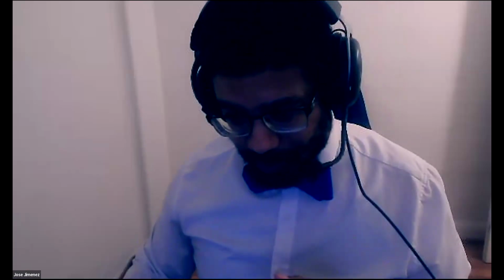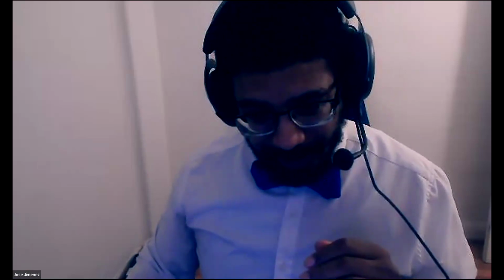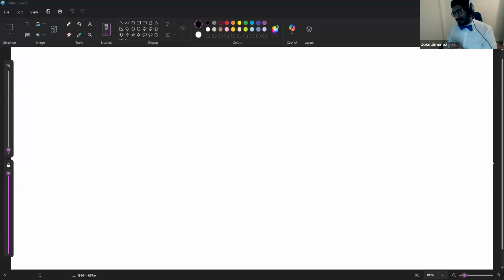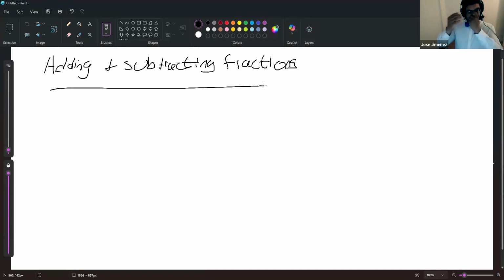So without further ado, let's go straight into my Paint. This is my Paint program. I use this for most of my lectures at any school. All right, so adding and subtracting fractions.